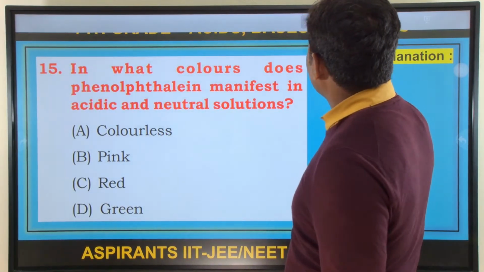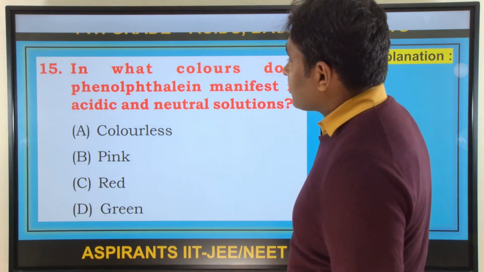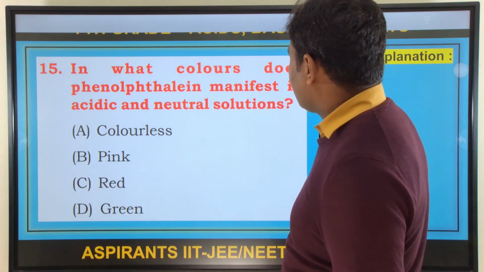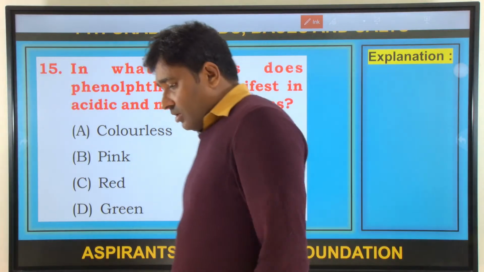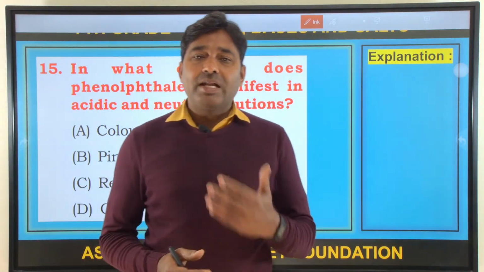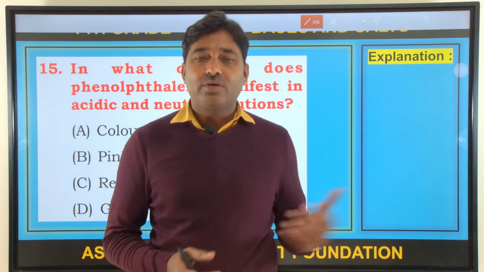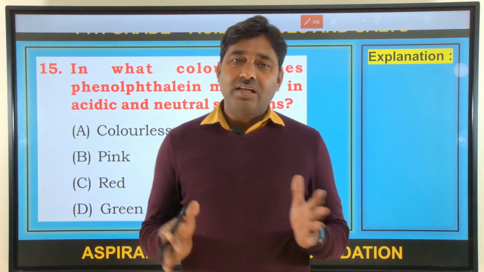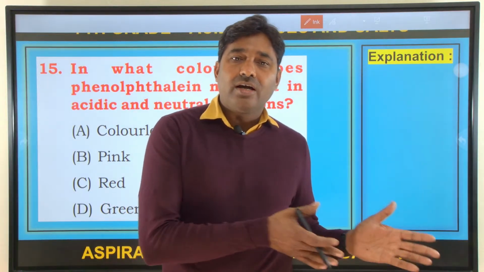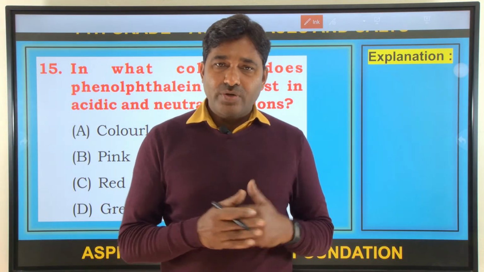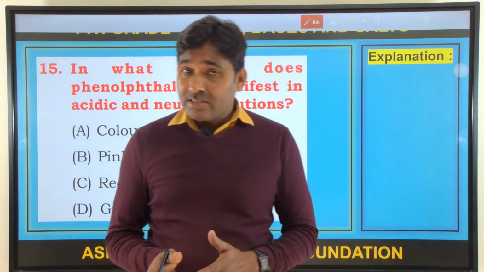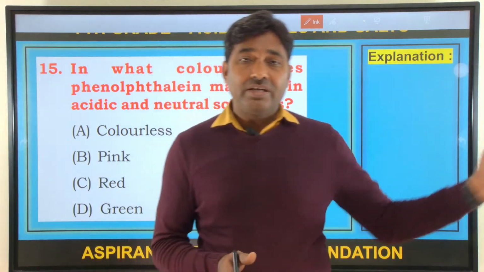15th question. In what colors does phenolphthalein manifest in acidic and neutral solutions? So here the question is about the color change of phenolphthalein indicator in acidic and neutral solutions. Generally phenolphthalein indicator does not show any color in acidic media and neutral solutions. So it is colorless in acidic media and neutral solutions. But in bases it gives rise to dark pink color.